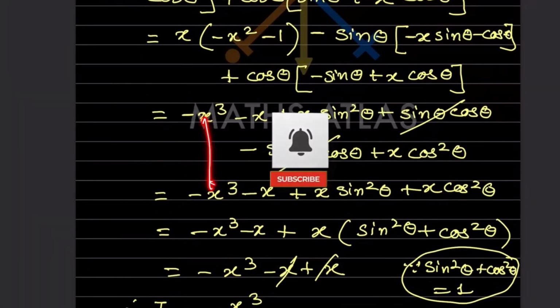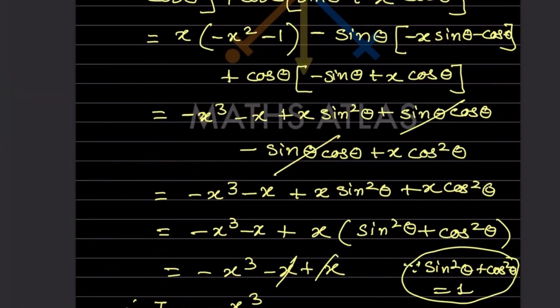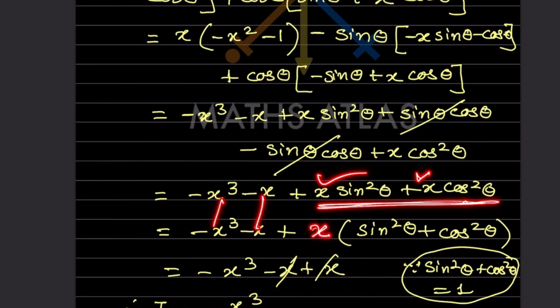So now this as it is, this as it is, but what we can see here is plus sine theta cos theta and minus sine theta cos theta get cancelled. So here what remains, this all as it is, but from this one we can see the x common over here. So you are going to put x outside, and what remains in the bracket will be sine square theta plus cos square theta.